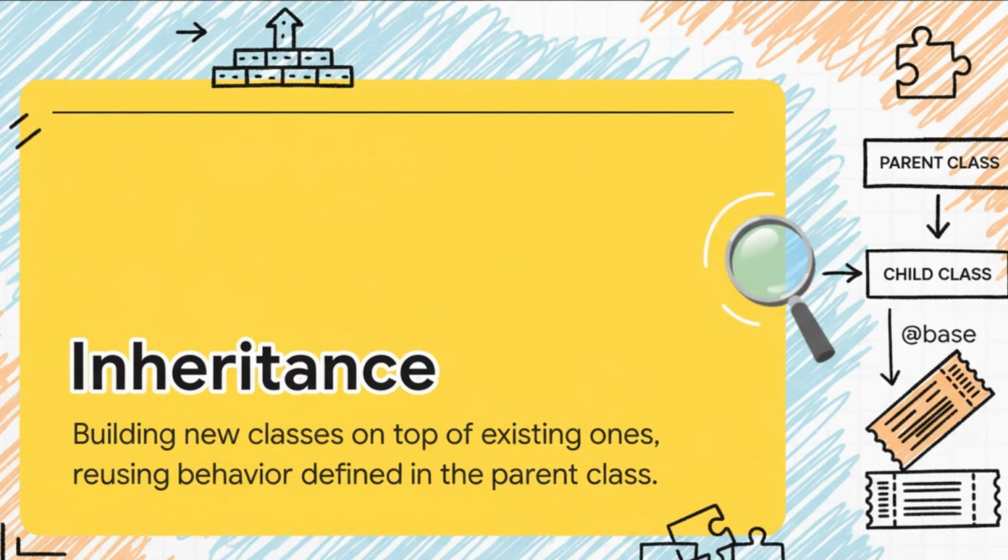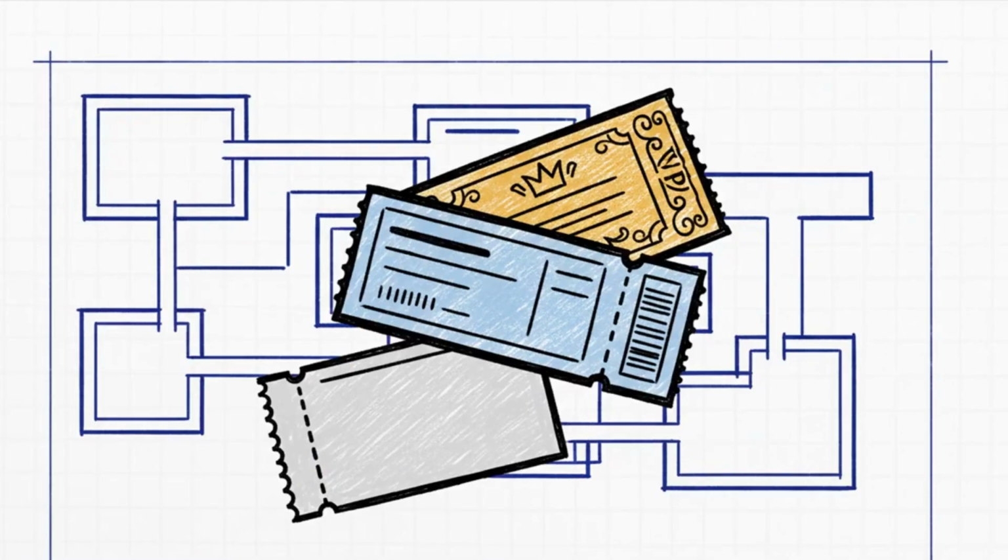So, inheritance is all about not reinventing the wheel. It lets us build new classes on top of ones we already have. Just think about it like you're putting up a building, right? You start with a solid foundation, right? Then you add more specialized floors on top. Well, the base keyword, that's like the staircase or the elevator that connects your new floor to that solid foundation below.